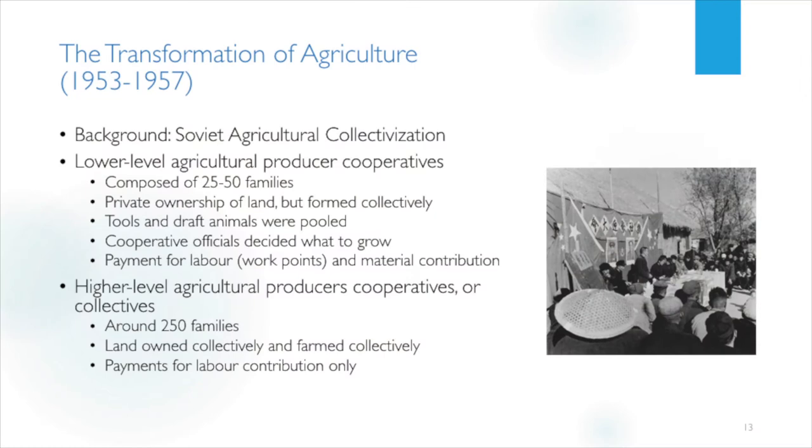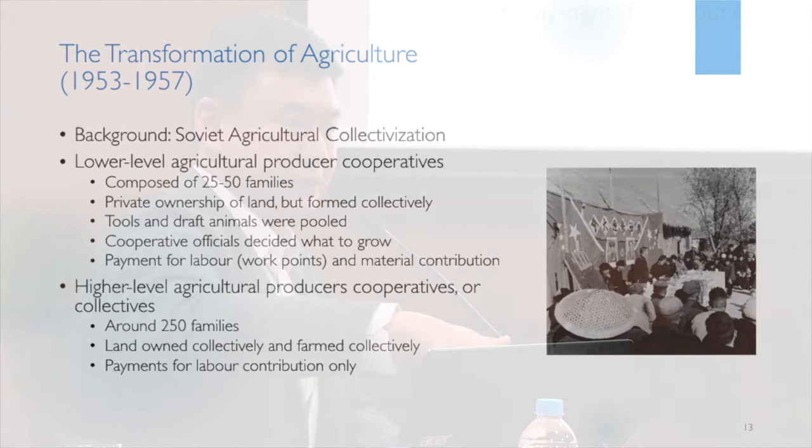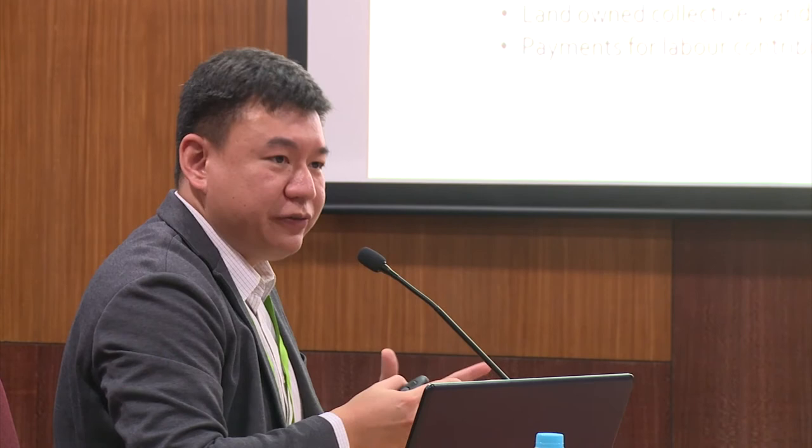Well, this is the foundation of the agricultural transformations. When the poor peasants got land, then you farm based on that. We have two types of agricultural producer cooperatives: one is the lower level, and the other is the higher level. And then the ultimate one is the people's commune. For the lower level, this is the APC, agricultural producer cooperative. Basically you have around 25 to 50 families together. They still hold some sort of private ownership.